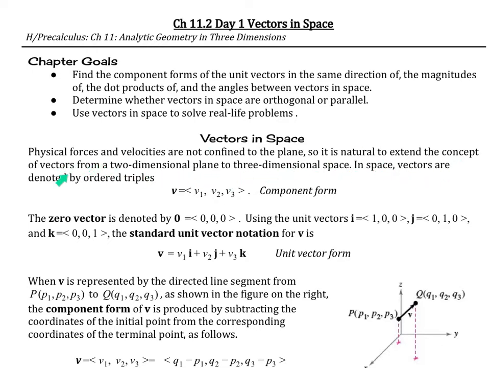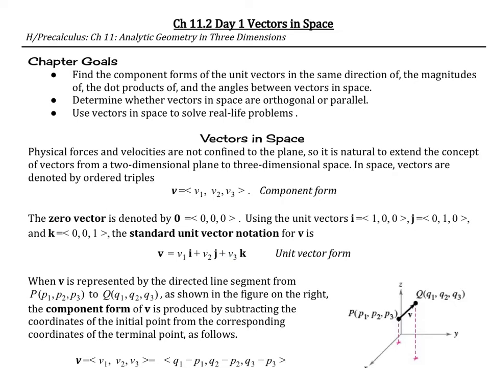In space, vectors are denoted by ordered triples. So we see this here, and this is the component form. Note that the zero vector is denoted by 0, which is 0, 0, 0. And then using the unit vectors, i equals 1, 0, 0, j equals 0, 1, 0, and k equals 0, 0, 1, the standard unit vector notation for v is v sub 1 i plus v sub 2 times j plus v sub 3 times k.